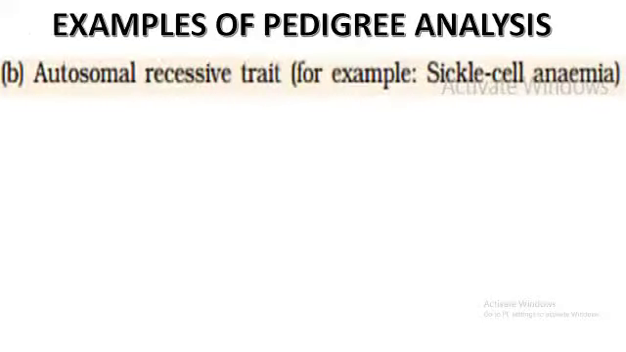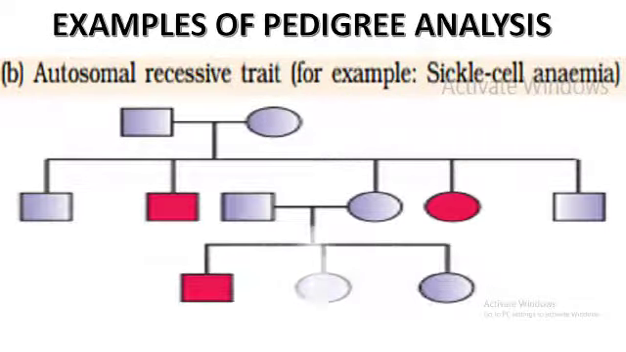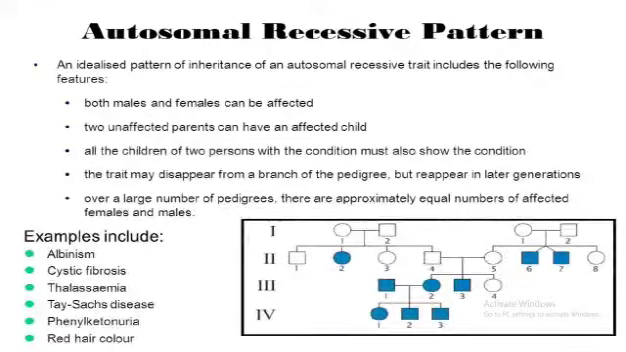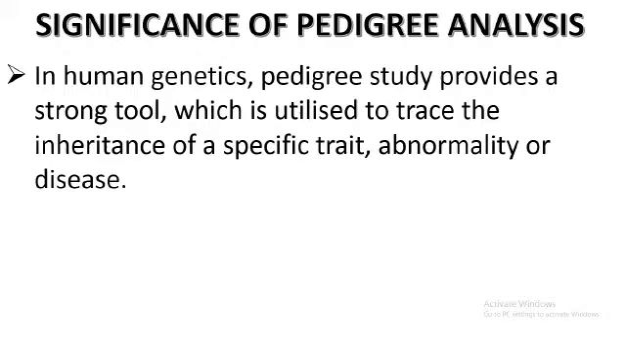This is another example, for an autosomal recessive trait, sickle cell anemia. Here you can see the chart. In this case, both the male and female parents are unaffected, but still the disorder appears in a son and daughter. How is this possible? Might be the parents are carriers. This is the pedigree analysis for an autosomal recessive trait. Again, this slide shows autosomal recessive traits. You have sickle cell anemia, thalassemia and phenylketonuria, where an autosomal recessive pattern of inheritance is followed.